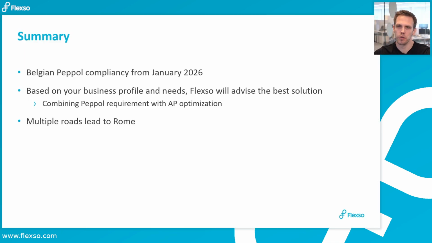So for a small summary of what we saw, I think the key takeaway is, of course, that Peppol compliancy from January 2026 will be the deadline. So in less than 8 months. And then based on your business profile and needs, we at Flexso will advise the best solution, combining these Peppol requirements with API automation or just general compliancy, so without the API automation.